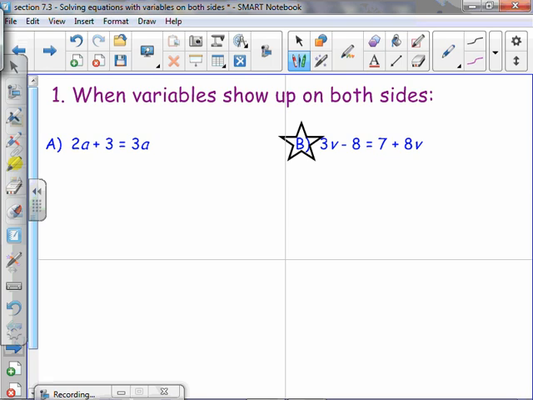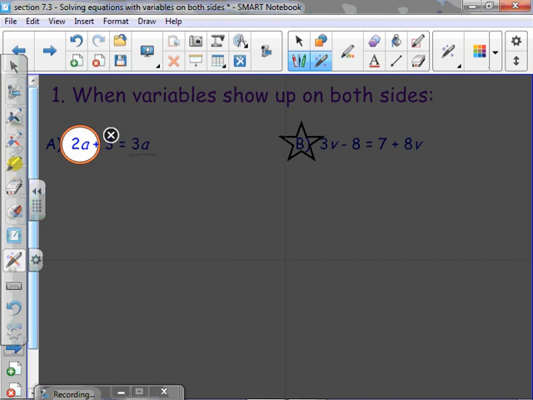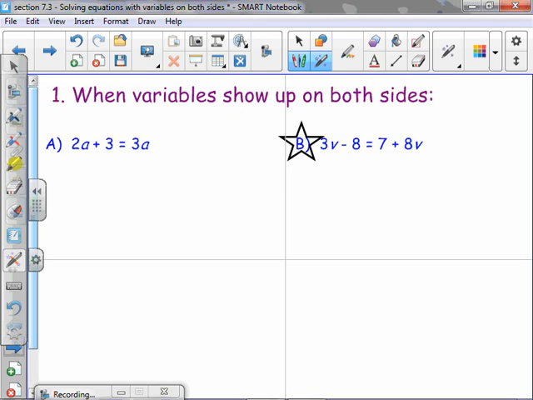Okay. 1. The first thing we're going to do is when variables show up on both sides. Unlike what we have done in the past, I have a variable over here and a variable over here. Let's highlight that. Right there I have 2a on one side and the same variable on the other side of my equal sign. Remember, this is the most important part of an equation, the equal sign. What we are saying here is that variables show up on both sides.